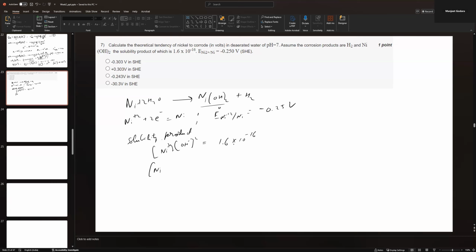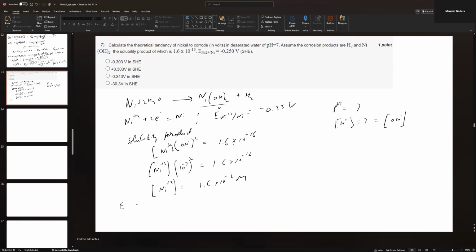Concentration of nickel 2+. Since pH is 7, H+ concentration is 10 to the power minus 7, equal to the OH minus ion concentration. So 10 to the power minus 7 squared is equal to 1.6 into 10 to the power 16. The nickel 2+ ion concentration is 1.6 into 10 to the power minus 2.